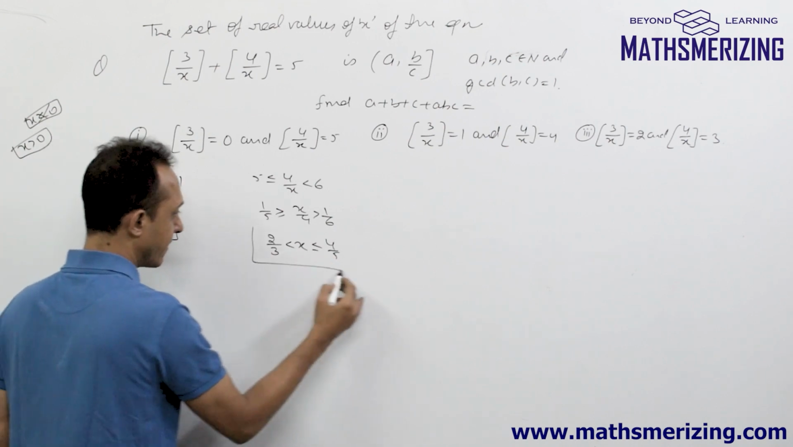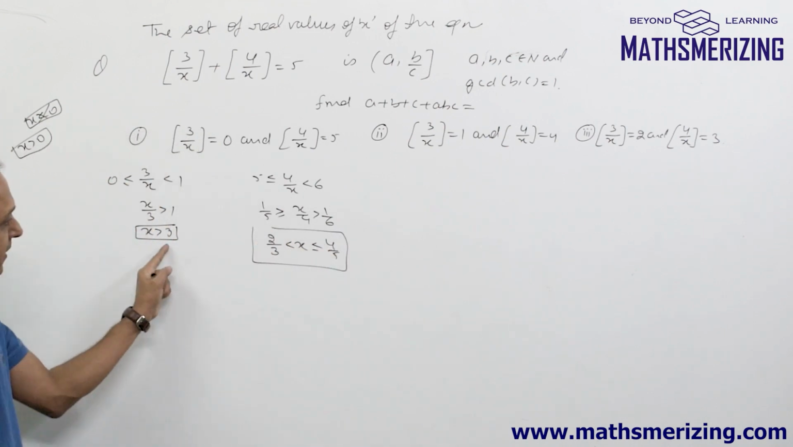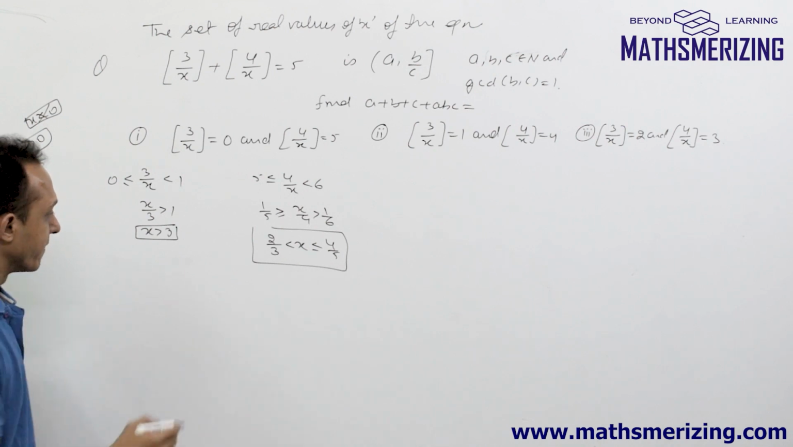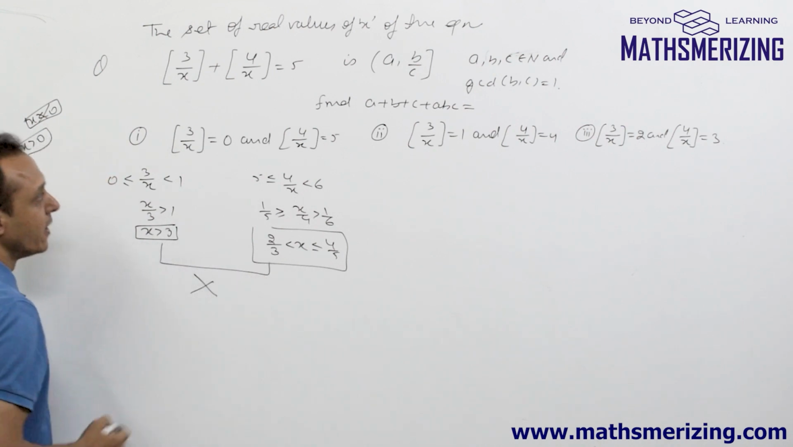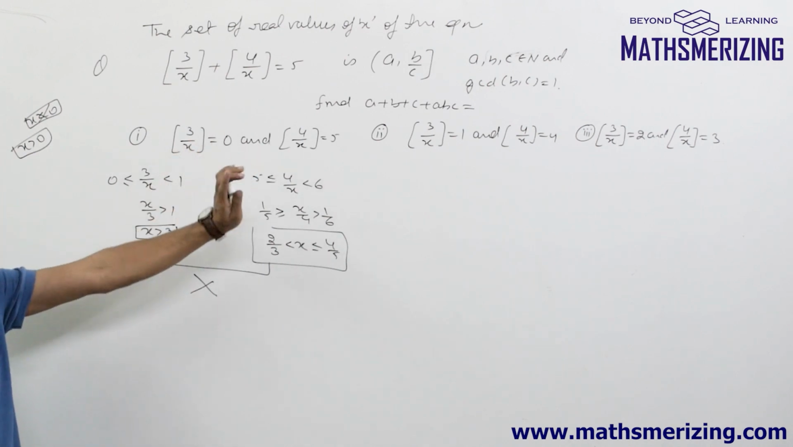Now here the condition should be x is greater than 3 and here x should be less than 4 by 5. So there is no solution which is common to both. So from this one I'll get no solution. So the first case is not possible.